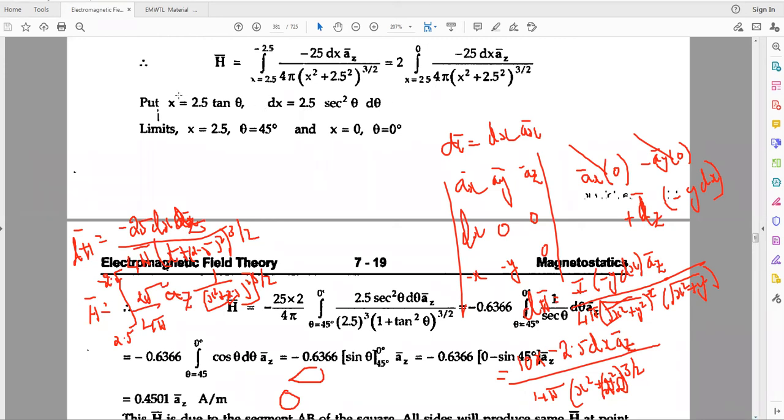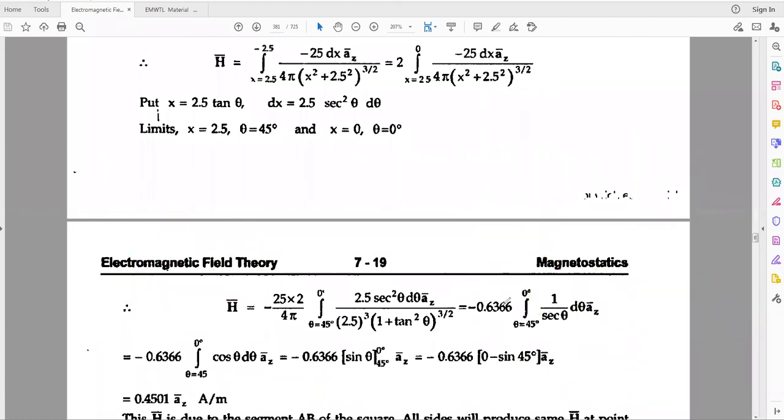Tan theta is equal to x by 2.5, and dx is equal to 2.5 secant square theta d theta. You can change the x limits to theta limits. At x equal to 2.5, theta will be 45 degrees, and at x equal to 0, theta is 0 degrees. Why is it so? Because x is equal to 2.5 means tan theta is equal to x by 2.5, and 2.5 by 2.5 is 1. So tan inverse 1 is 45 degrees. Okay. Now substitute, changing the x values to the theta values.